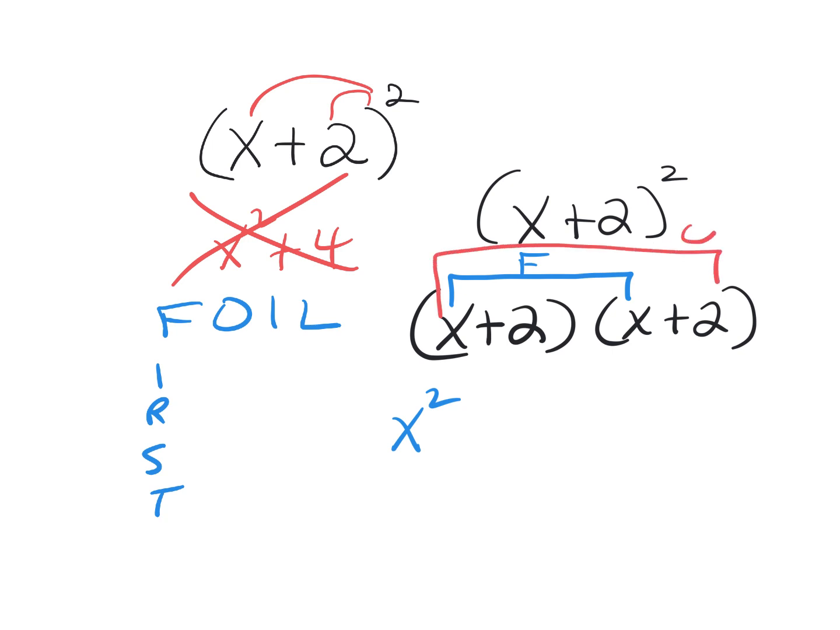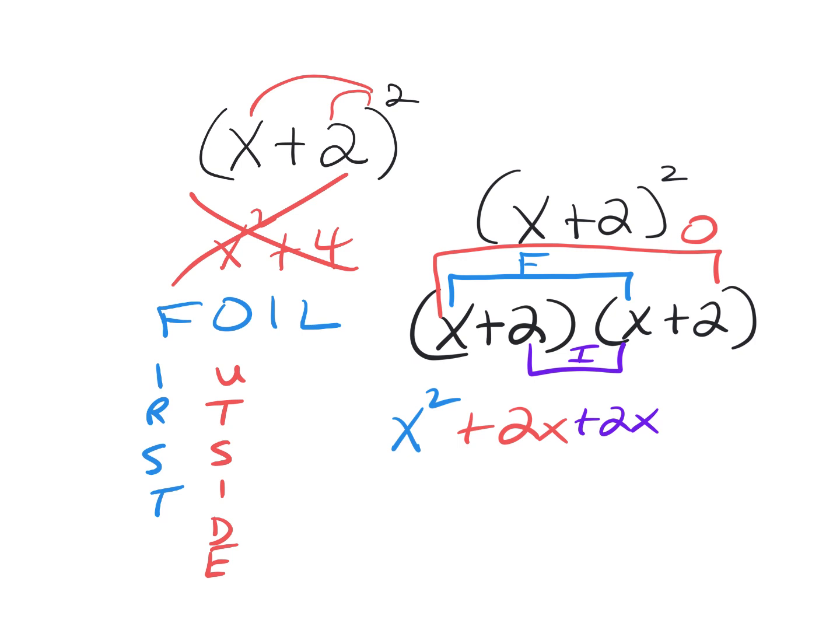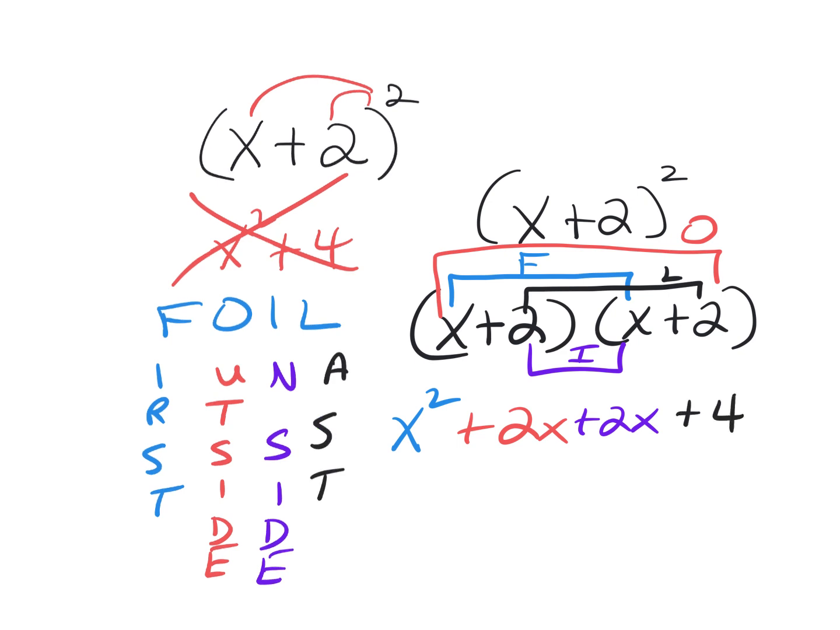Or also think of these as the 2 outer numbers. So these are the 2 outside numbers in the acronym, and this would give me positive 2x. And then you can do the 2 inside numbers and get positive 2x. That's what the I stands for, inside. And then finally, to get the last term, we would do last. So the 2 times 2, that's the L in the acronym, and it stands for last. So that would give me positive 4.